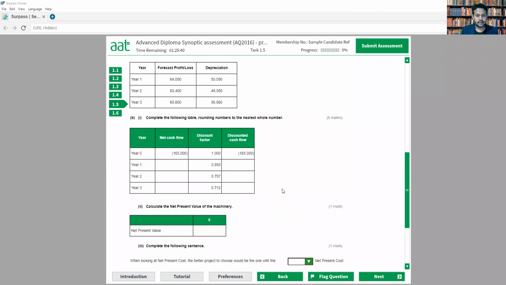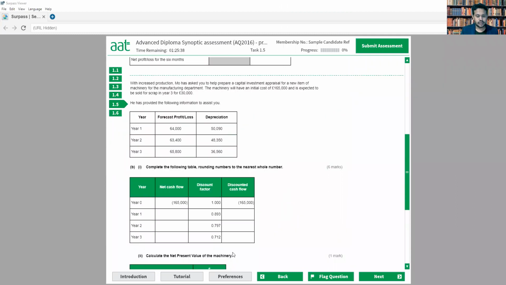The next one we have here is a question from the NPV analysis, net present value. So let's read this question. With increased production, Mo has asked you to help prepare a capital investment appraisal for a new item of machinery for the manufacturing department. The machinery will have an initial cost of 165,000 and is expected to be sold for scrap in year 3. So that means I have the machinery for 3 years.